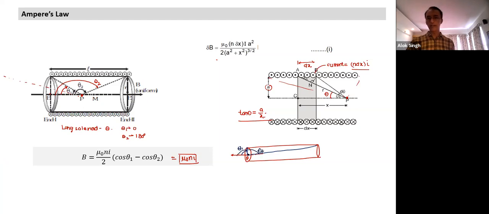So what is theta 1? If I take the point P at the end of the solenoid, theta 1 becomes equal to 90 degrees, and if it is a long solenoid, theta 2 becomes equal to 180 degrees. So in that case, what is the field at the end point of a solenoid? The field at the end point of the solenoid is mu naught Ni by 2.